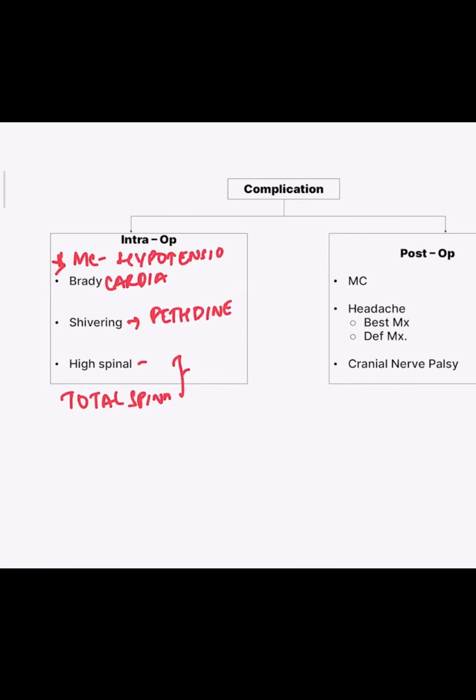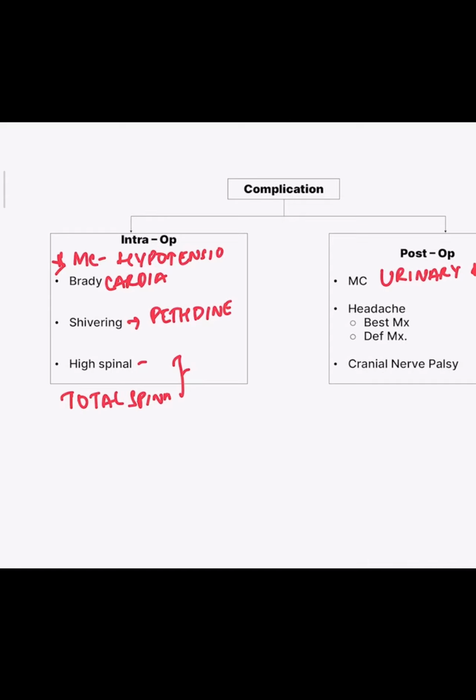So this is regarding the intra-op complications. The most common is hypotension. Now the post-op complications after spinal anesthesia. The most common post-operative complication of spinal anesthesia is urinary retention. But guys, again, you don't have to worry about it. What we are doing nowadays is, for every patient who is posted for spinal anesthesia, we put a Foley's catheter so that the patient does not develop urinary retention.